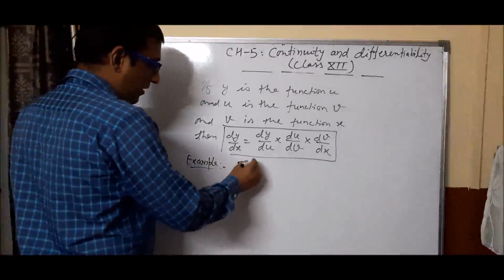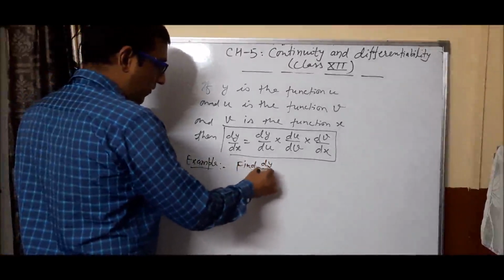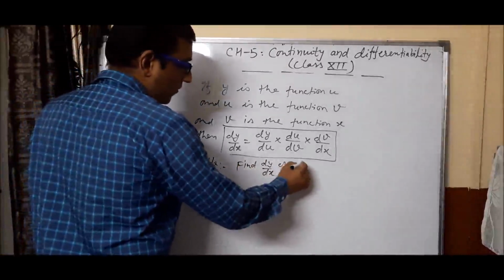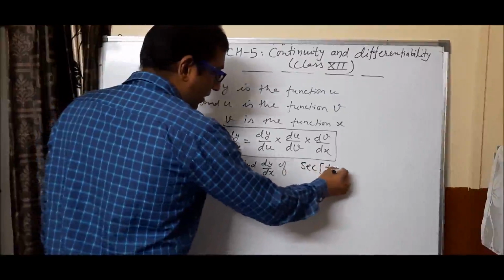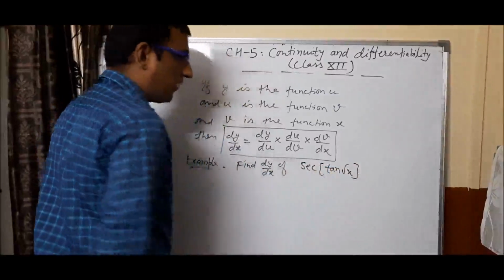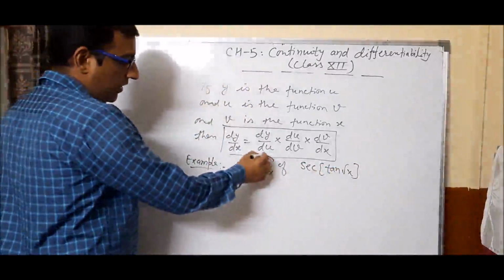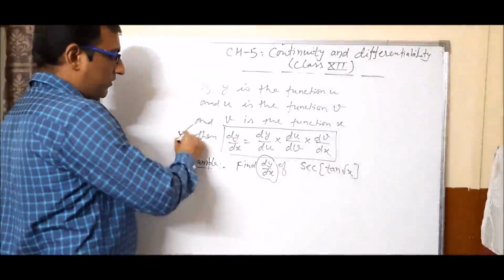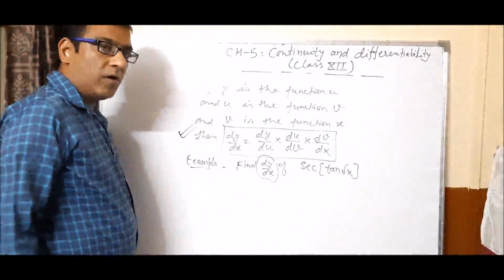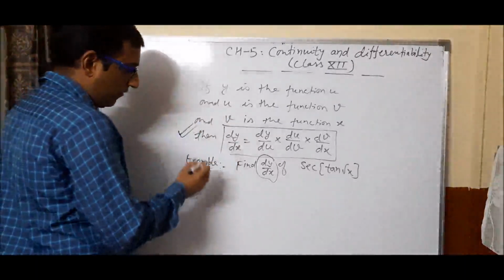Find dy by dx of sec tan under root x. If this type of function is given, then how can we calculate dy by dx with the help of chain rule? This is another form of chain rule. So how will we start?